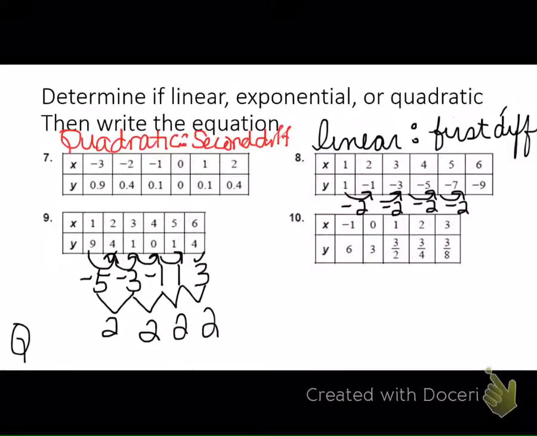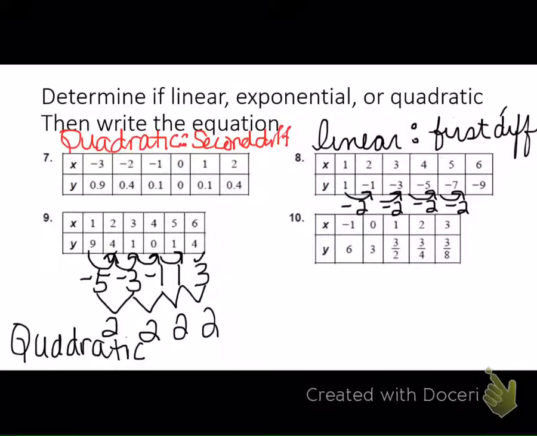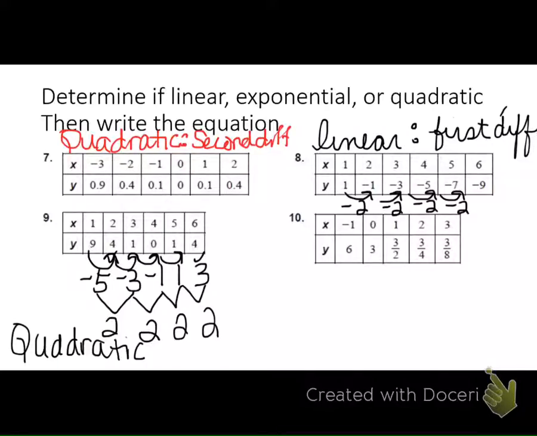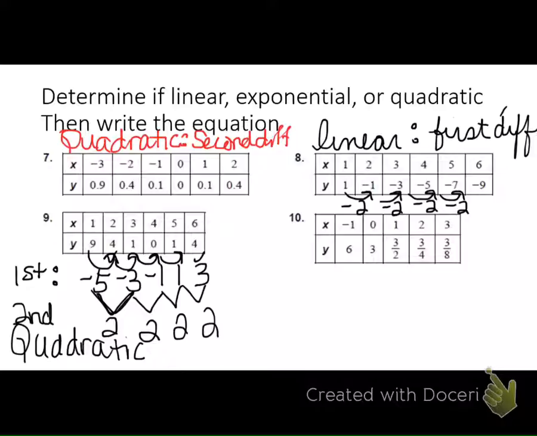Ms. Bowden, for number 9, the second difference, you're just doing the absolute value? Yes, just like the absolute value. What exactly are you doing with the numbers? So you're finding the difference between 9 and 4 and then 4 and 1, and then finding the difference between the differences. This would be the first difference here, and if I find the difference between those, that's called the second difference. And they're all the same. Well, it's going up by 2 each time. But you already know it's quadratic from how it goes.